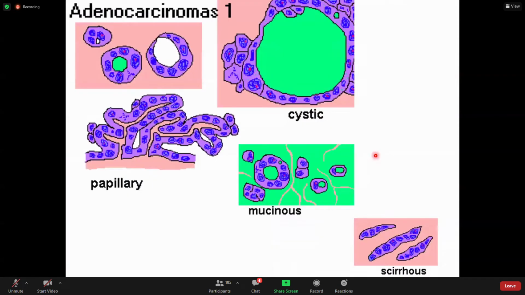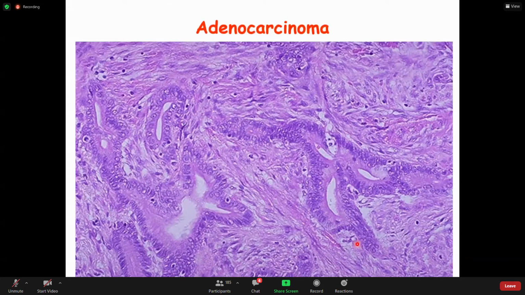So adenocarcinoma, if it takes a papillary configuration, you're going to call it papillary adenocarcinoma. If it's mucinous, as I mentioned to you, we'll call it mucinous. If there is a lot of fibroblastic proliferation, in this case this orange color, you're going to call it scirrhous adenocarcinoma. Here's an example of a scirrhous adenocarcinoma.